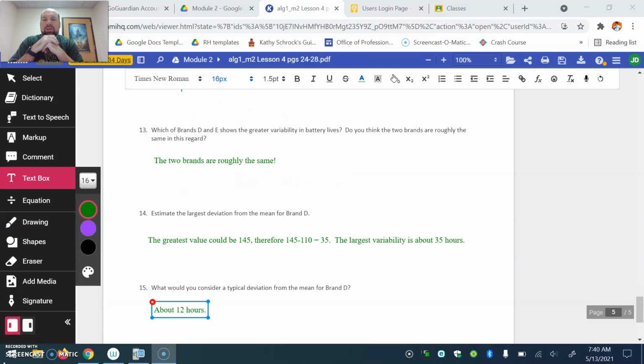Okay, here we go. Let's wrap this up. So for question 13, essentially the variability for the two brands is roughly the same. So we'll move on to number 14.